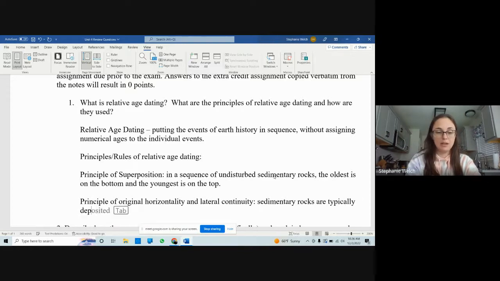Sedimentary rocks are typically deposited in flat, horizontal layers and continue out and basically are the same thickness horizontally until you get to the end of that basin.